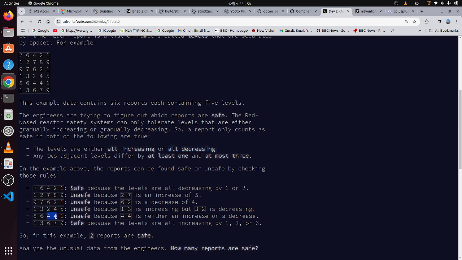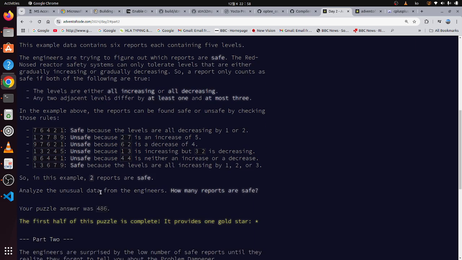So we shouldn't expect 2 levels in the same place. For example, this one is unsafe. And this is decreasing, so this is safe, strictly decreasing, and all levels differ by at most 3 and at least 1. This one is increasing, but from 2 to 7 we have a difference of 5, so that's greater than 3. We are required to report how many reports are safe.